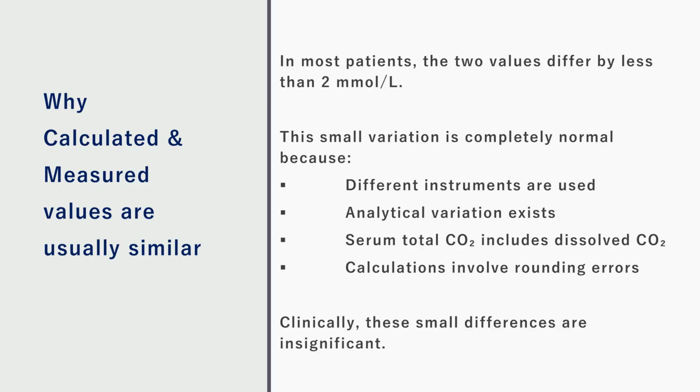In most patients, the two values differ by less than 2 millimole per liter. For example, serum bicarbonate 24 millimole per liter and ABG bicarbonate 23 millimole per liter. This small variation is completely normal because different instruments are used, analytical variation exists, serum total CO2 includes dissolved CO2, and calculations involve rounding errors. Clinically, these small differences are insignificant.